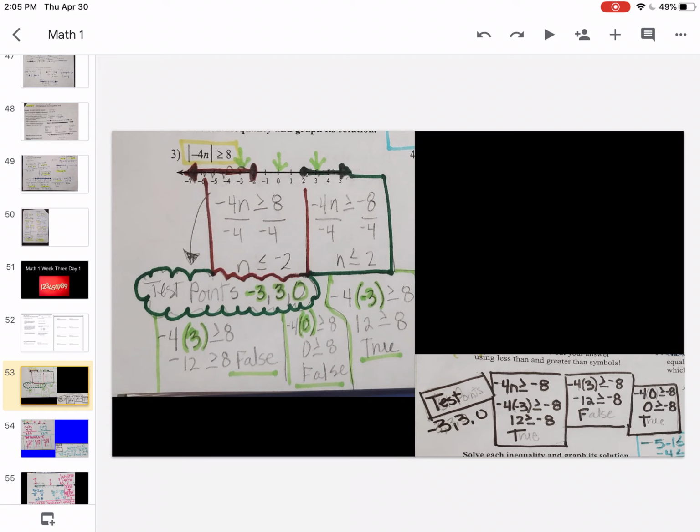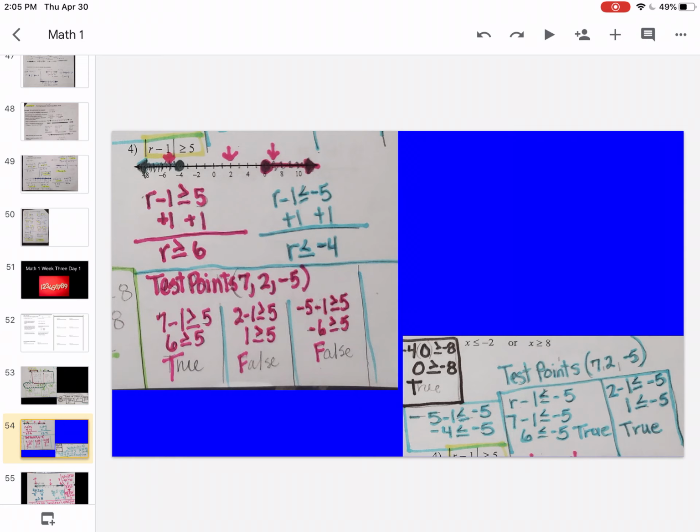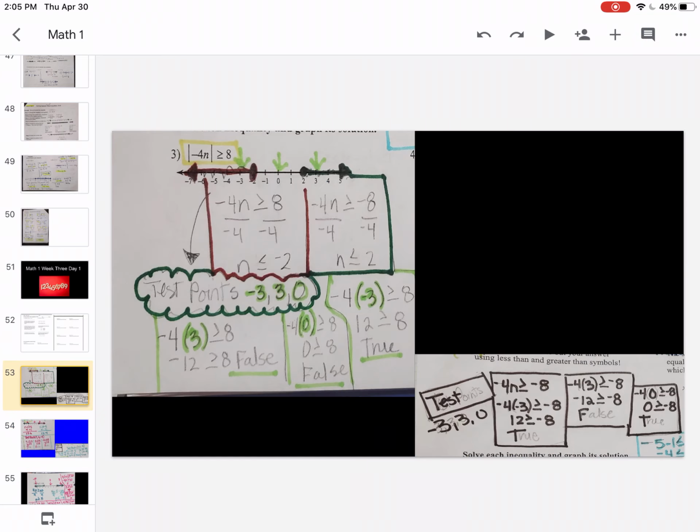Let's move on. In the corner here, you can see that you do the equation. You have to do it for the equation on the left, and then you have to plug them in for the equation on the right. So that's what's on the bottom there: I did the same test points, but I had to do it for the second equation too.